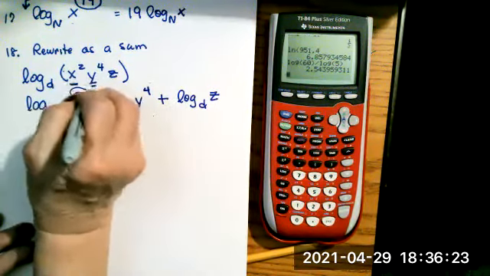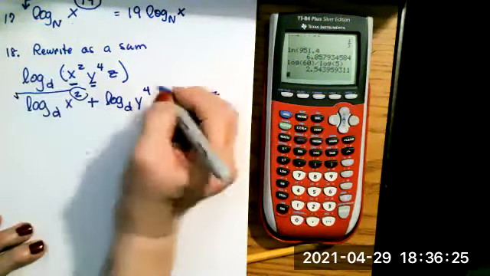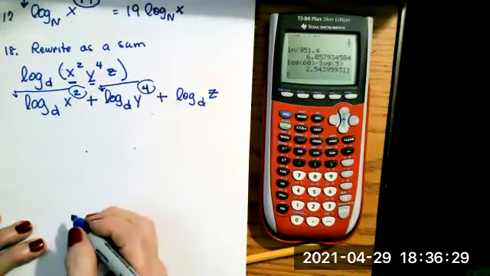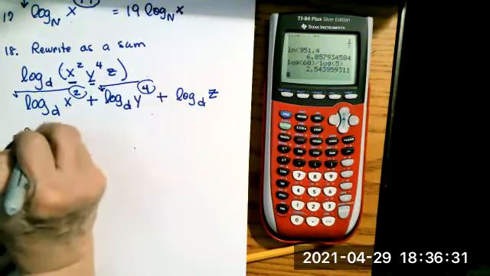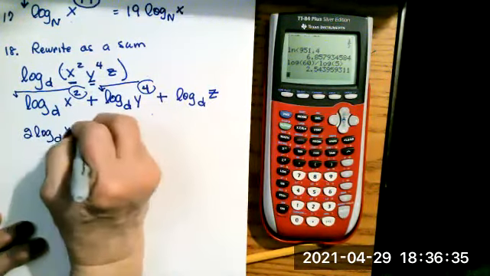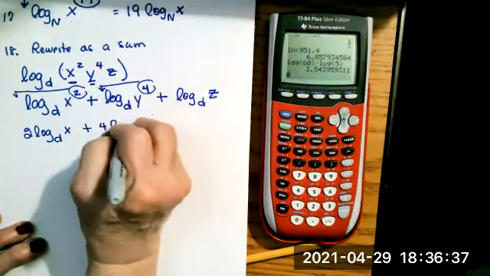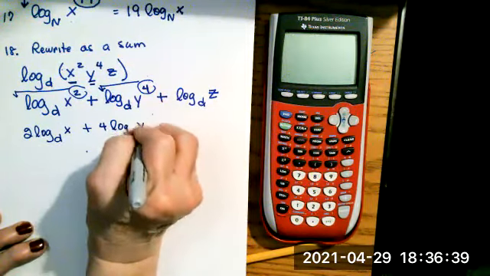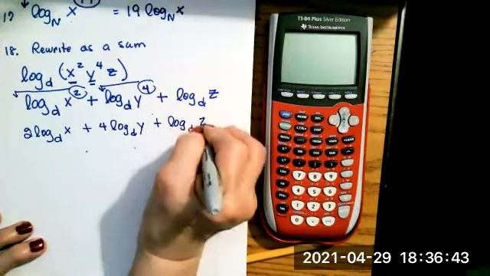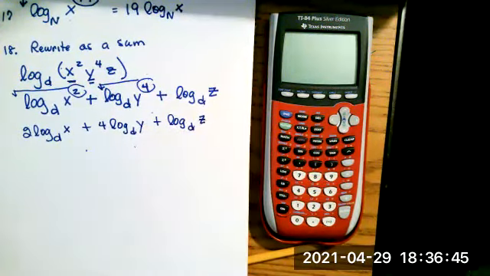Now then, I'm going to do one more step, and I'm going to bring these exponents out in front. So I'll have one more step. It will say 2 log base d of x plus 4 log base d of y plus log base d of z. Okay? Any questions on that one?